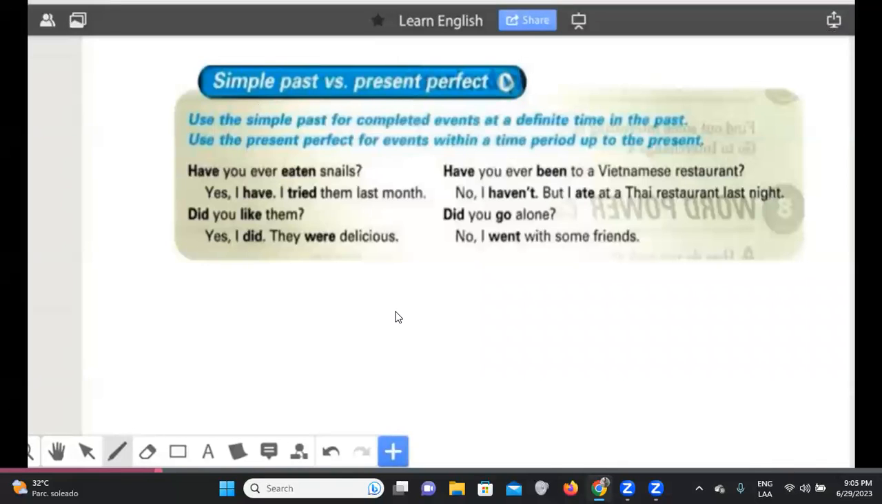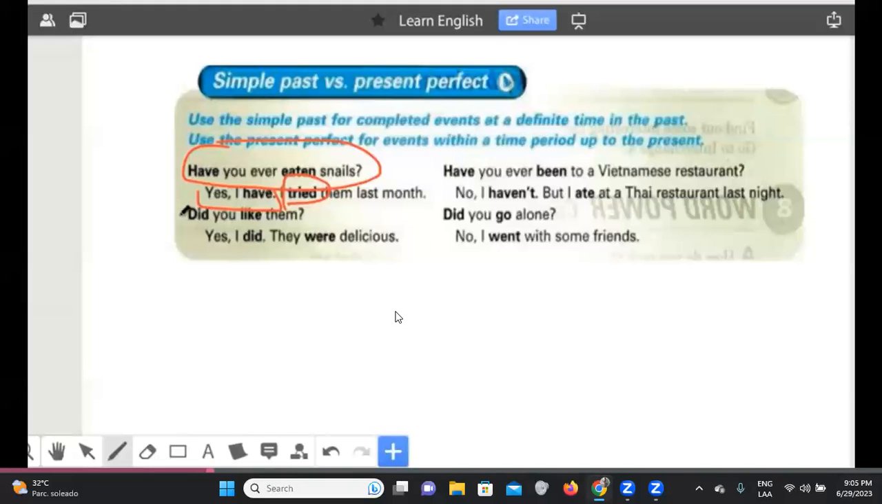First of all, I may ask you a question, such as the one that you see in the example. Have you ever eaten snails? And your answer may be, yes, I have. And when you continue to give more information about your answer, you're going to use the simple past, and you're not going to use the present perfect, because typically you want to express an experience that you had last week about that particular question, right? Such as the example that we see there. Yes, I have. I tried them last month.